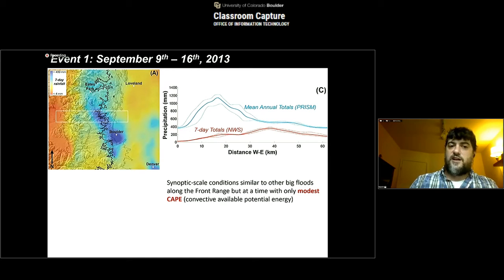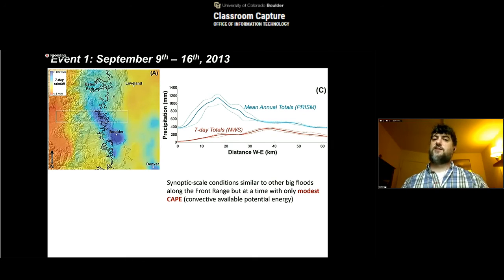It was basically right along the transition from the high plains near Boulder, but then there's another pocket that was centered near that 2,300 meter transition just to the northwest of Boulder. And to give you some sense of how significant this event was, this is a 7-day rainfall. I've just plotted up what's called a swath profile. So I'm plotting precipitation on the y-axis and distance from west to east on the x-axis, and where that box is on the map.